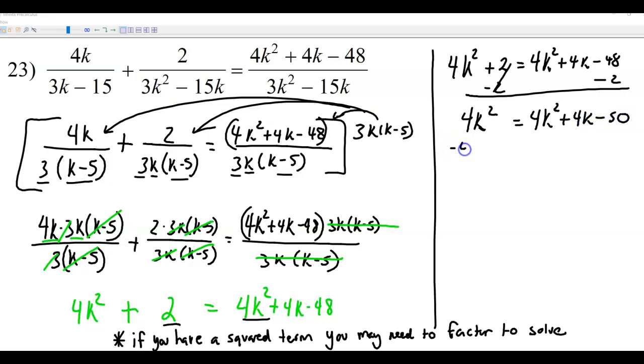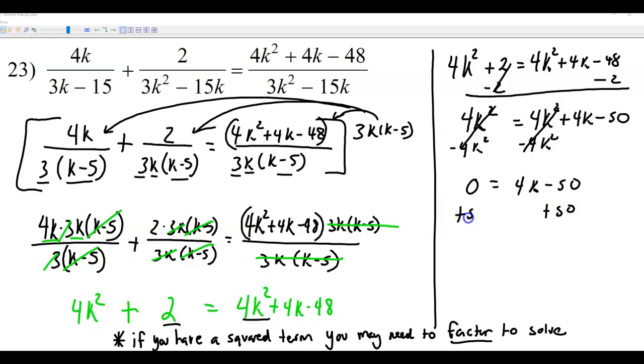Then I'm going to put the k squares together. Now, on mine here, I'm going to end up with a unique situation. I'm going to have 0, and now these cancel. And so mine becomes pretty easy to solve at this point because I don't have any more squared terms. But I do want you guys to know that if your squares don't cancel, the way you're going to solve it is by factoring and setting each piece equal to 0. Okay? But for me, I don't have to do that.